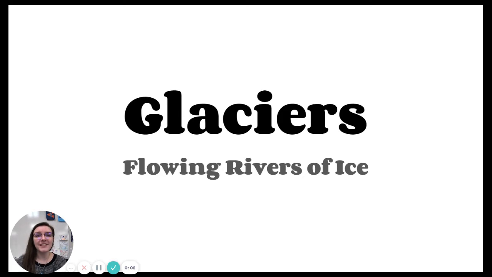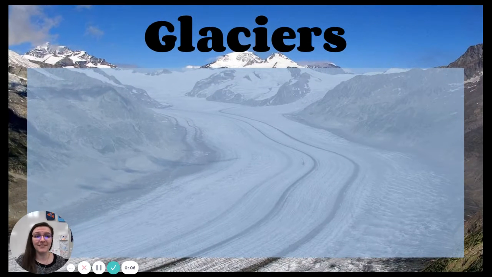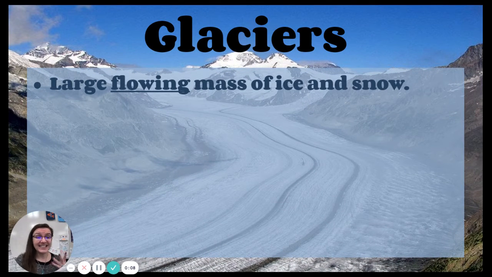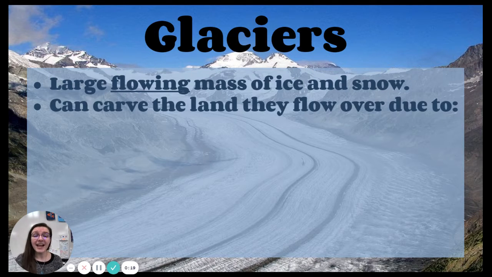Hello, today we are going to be talking about glaciers, which are really just flowing rivers of ice. They are ice and snow moving downhill like a river. It sounds weird to picture a river of ice, but that genuinely is what's happening here. And glaciers do a lot to shape the land.